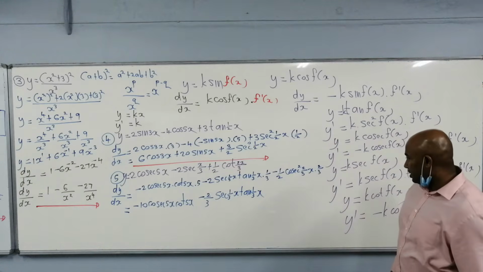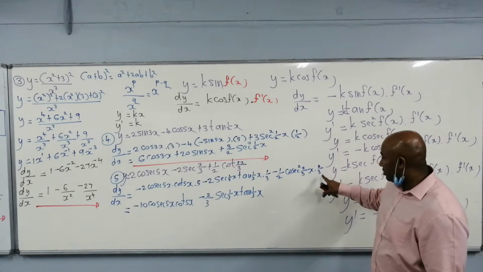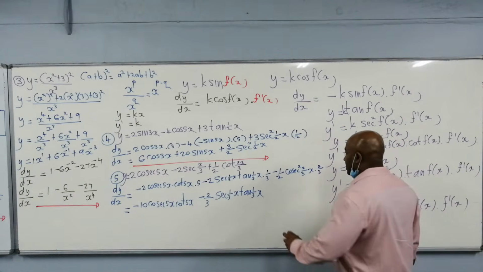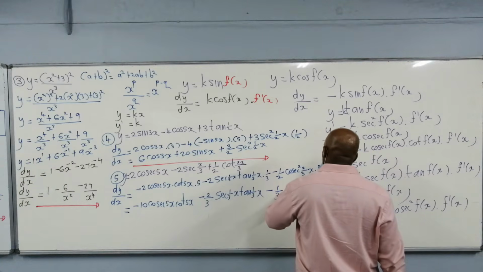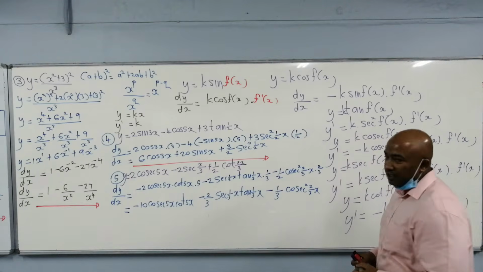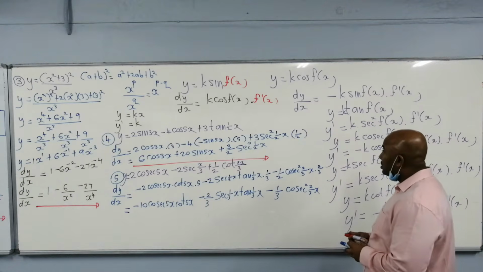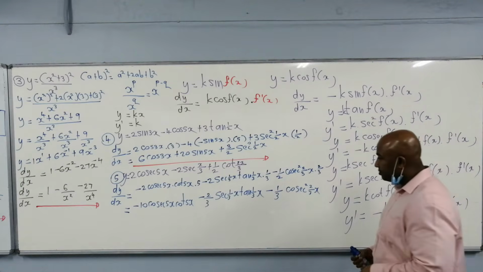Here, what do I have here? Minus 1 over 2 times 2 over 3. So 2 and 2 cancel. I end up with minus 1 over 3 cosec squared 2 over 3x. That is just a simplification. You make sure you know these. This must be in your head.